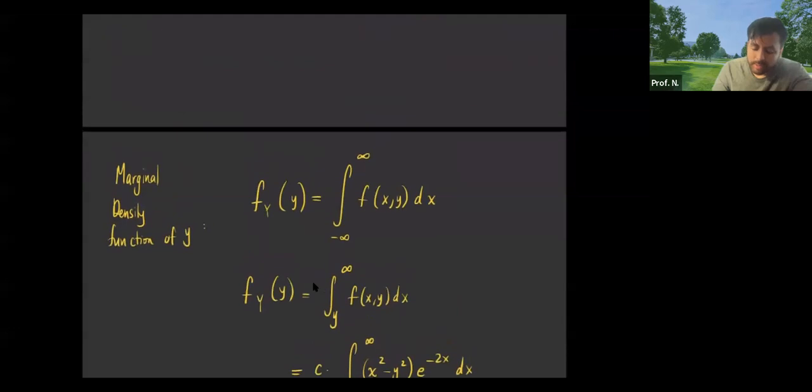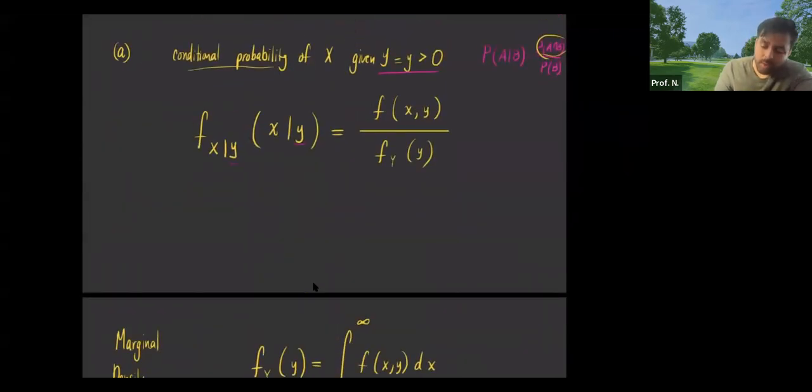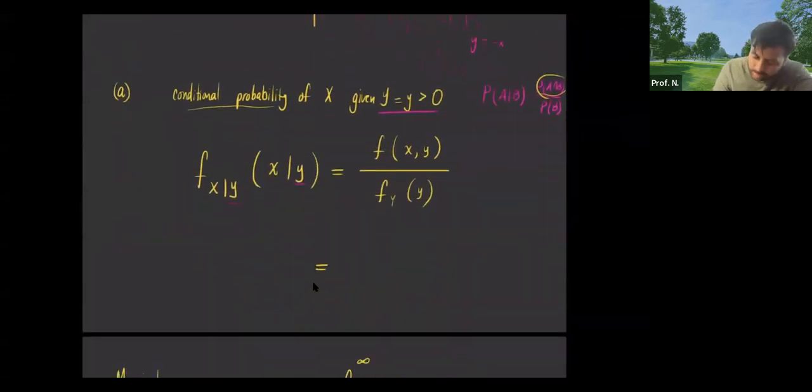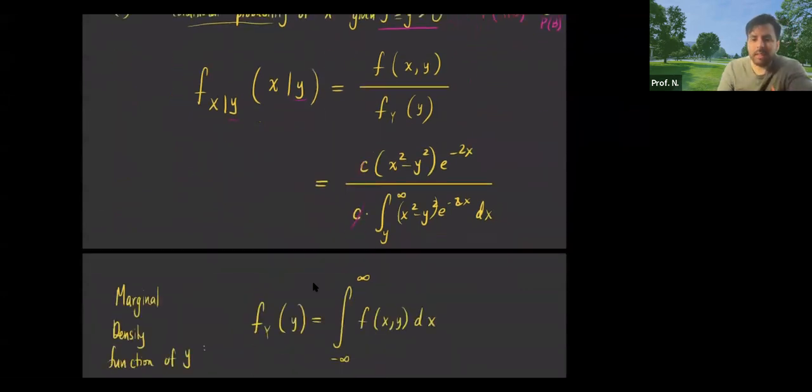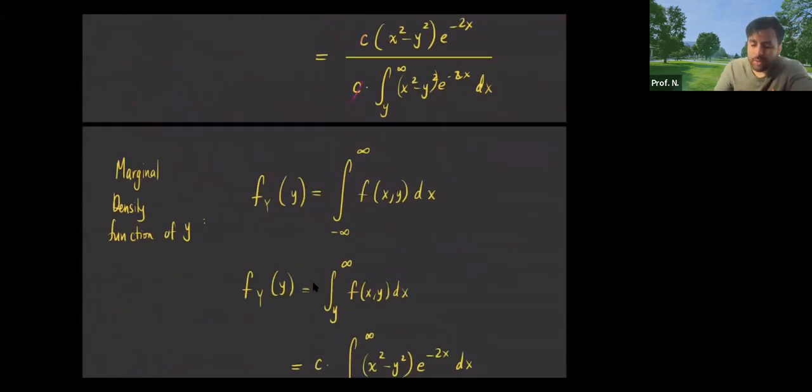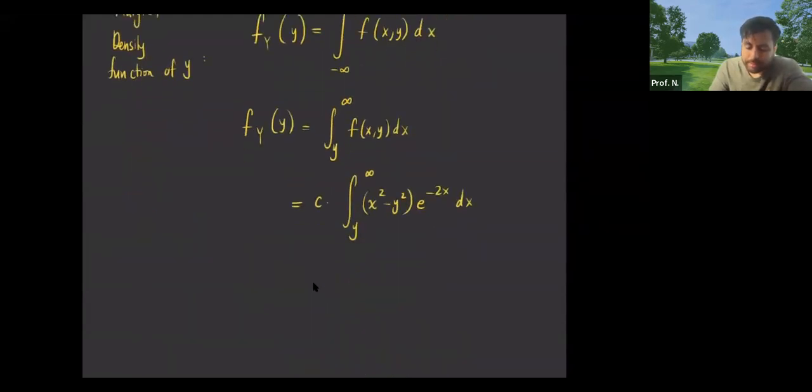Now you may say, hey, but we need to know what c is. Actually, you don't. Why is that? Because f of x given y is c times x squared minus y squared e to negative 2x, and then you're dividing this by c multiplied by the integral from y to infinity of x squared minus y squared e to negative 2x dx. As you can tell, the c's here cancel. The constants cancel, so you don't really care about the c values because they cancel out very nicely.